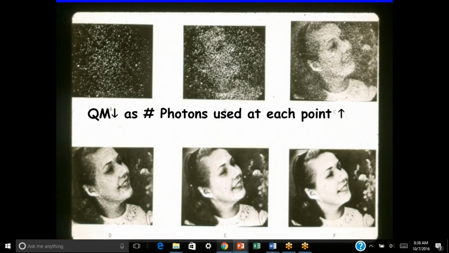But in general, the principle is that the more photons you use, the less the noise, the less the quantum mottle. Okay? But the downside is, if you want more photons at the image, that means you have to have more photons incident on the patient, which means more dose to the patient.